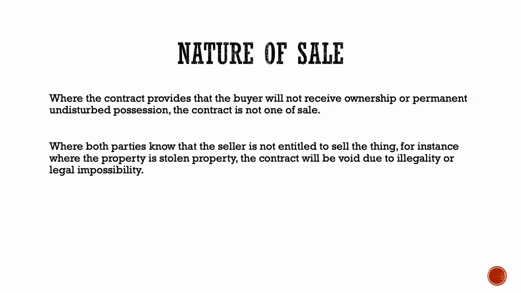So where both parties know that the seller is not entitled to sell the thing, for instance, where the property is stolen property, the contract will be void due to illegality or legal impossibility.